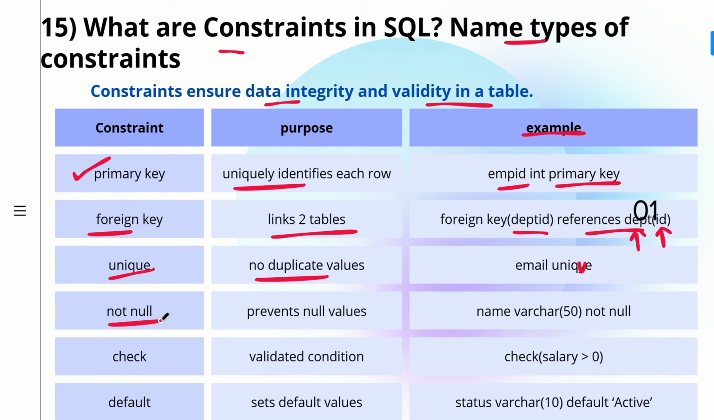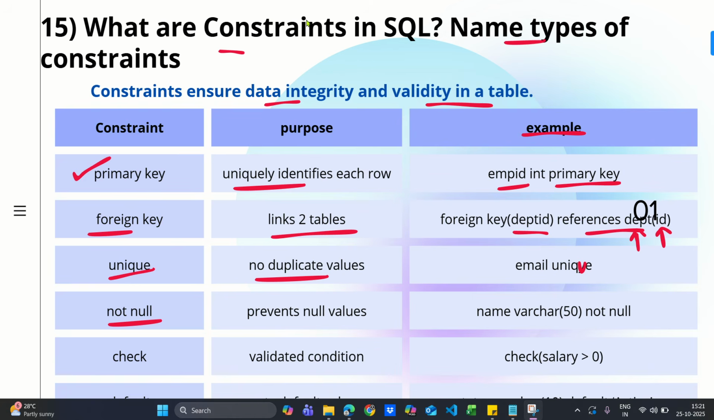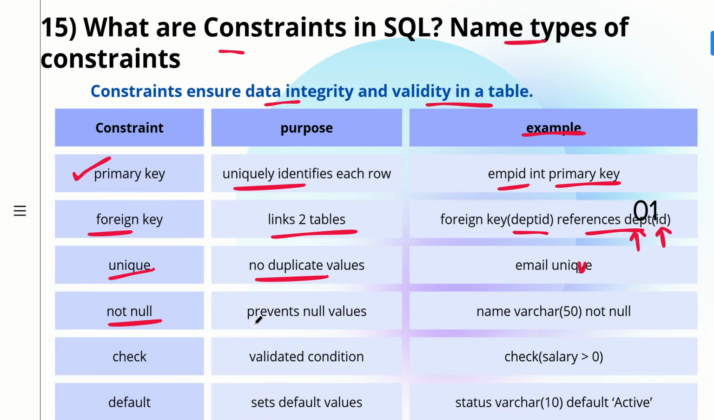Next is the not null constraint. Not null prevents null values. So you can write name varchar not null, which means that name cannot be null. You have to give a value to your name column. If you don't give one, you will get an error and you will not be able to insert your data.